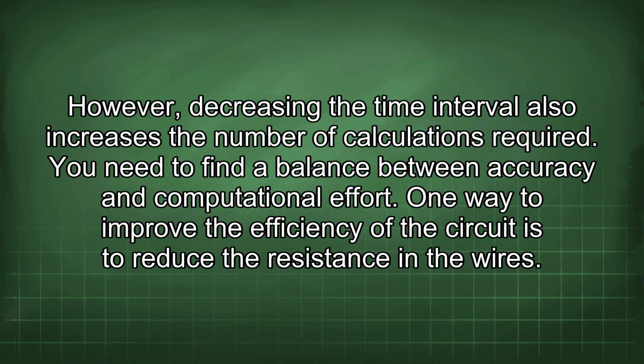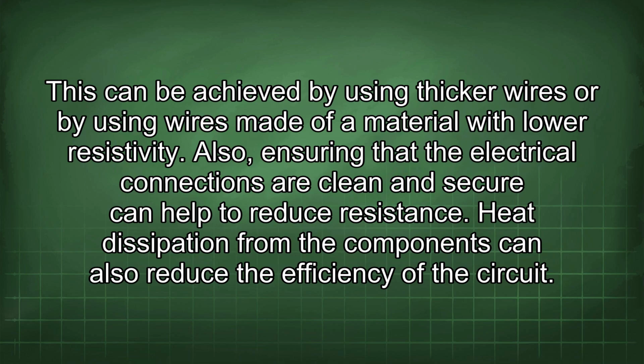One way to improve the efficiency of the circuit is to reduce the resistance in the wires. This can be achieved by using thicker wires or by using wires made of a material with lower resistivity. Also, ensuring that the electrical connections are clean and secure can help to reduce resistance.